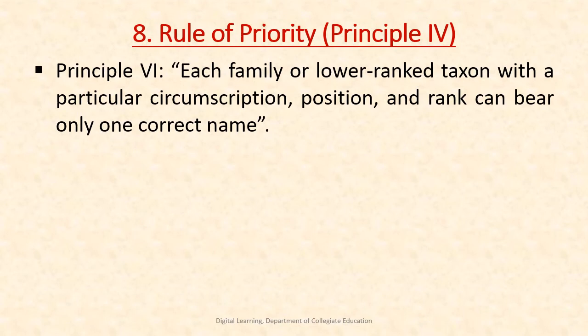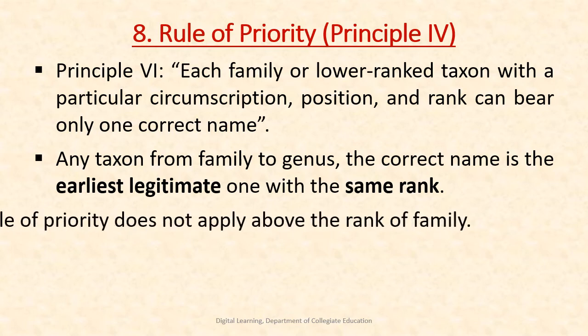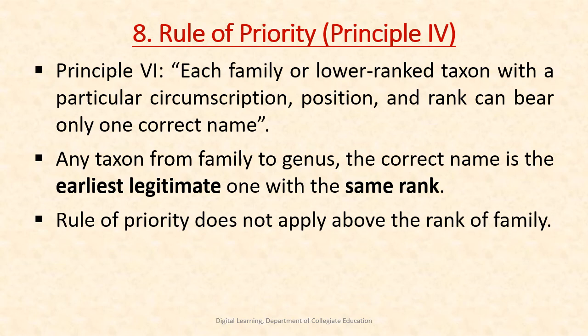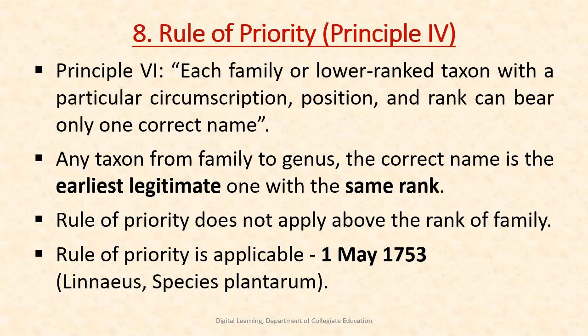Rule of priority, that is Principle 4. Principle 4 states that each family or lower-ranked taxon with a particular circumscription, position and rank can bear only one correct name. For any taxon from family to genus inclusive, the correct name is the earliest legitimate name with the same rank. The principle of priority does not apply above the rank of family. The rule of priority is applicable for validly published taxa beginning from 1st May 1753, the date when the Species Plantarum of Linnaeus was published.